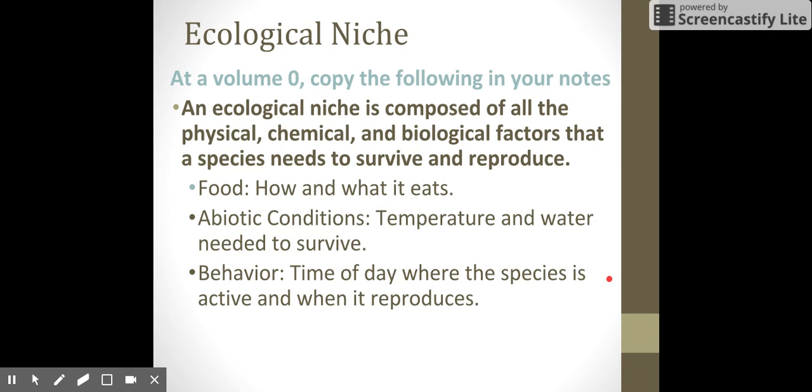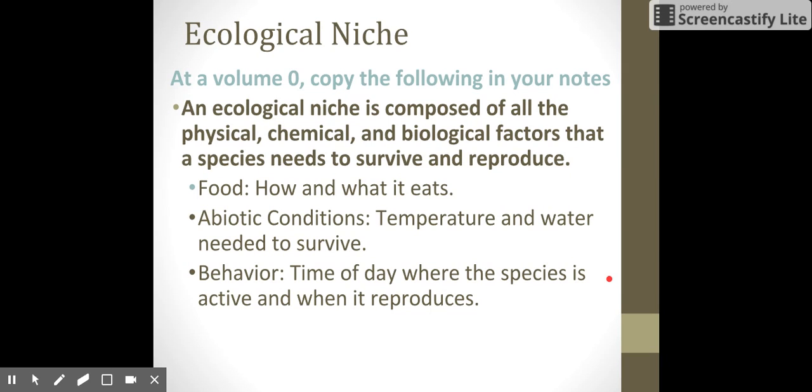Now, within the habitat, all of the organisms fill this thing which is known as an ecological niche. An ecological niche is composed of all of the physical, chemical, and biological factors that a species needs to survive and to reproduce. So some examples of these things are the food that it eats, so what it eats, how it eats. So if they're an herbivore and they only eat certain types of plants, say for example like the monarch butterfly only eating milkweed, that's important versus something that might be an omnivore and eat multiple different things.